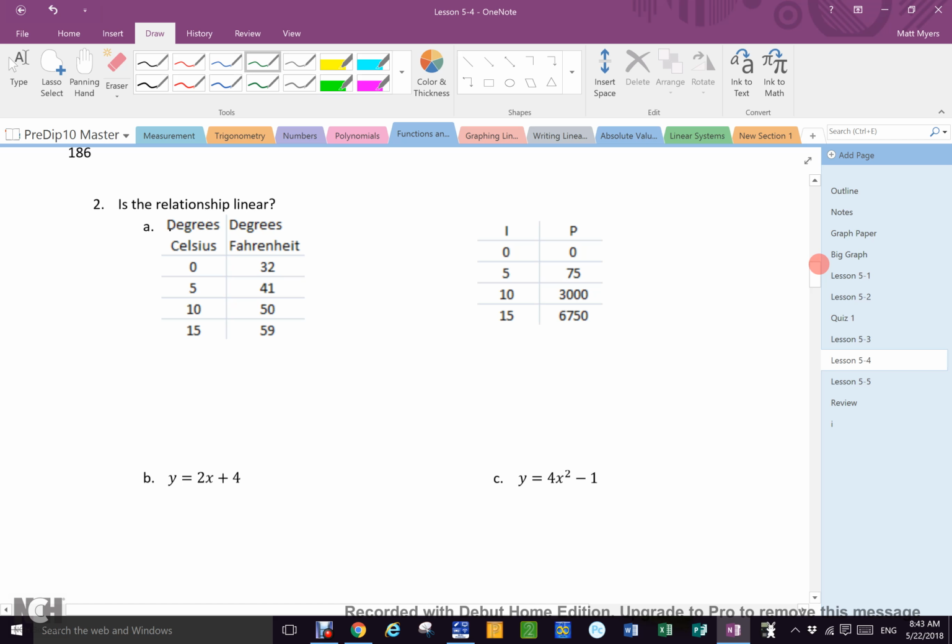Okay. So, let's have a look at this. Celsius, Fahrenheit, yeah? So, let's change this to C and F. Everybody cool? Which is the independent variable? C. What is the dependent variable? Fahrenheit. F. Excellent. Now, let's have a look at the situation here. What is that going up by? 9. Excellent.